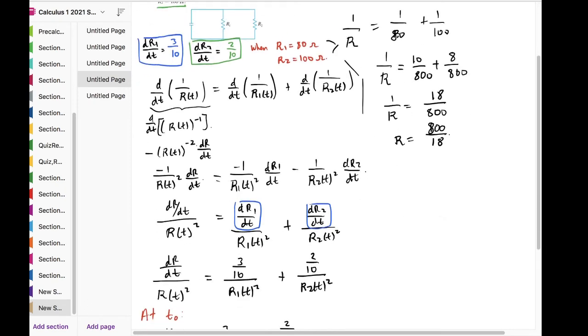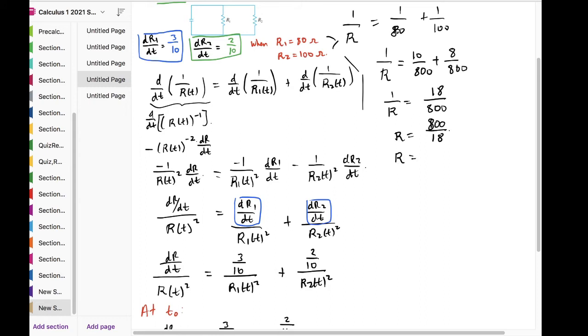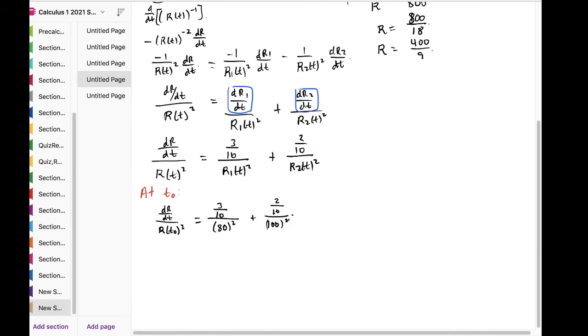So simplifying that further, you could at least do 400 over 9. And I don't think that divides, unless I'm mistaken. Okay, so that means that this is r of t naught. R of t naught is 400 over 9. Okay, so let's. All right, so this is dr dt over. I'm just going to take the reciprocal. Is 9 over 400 squared.